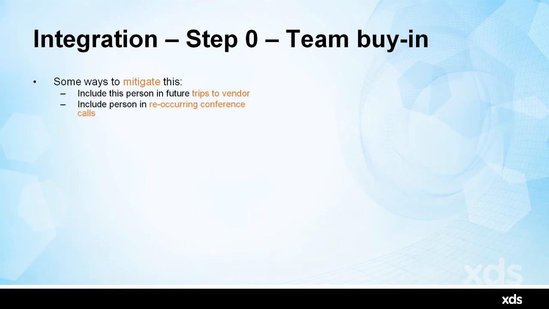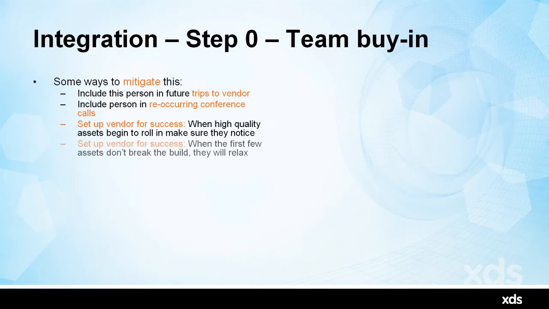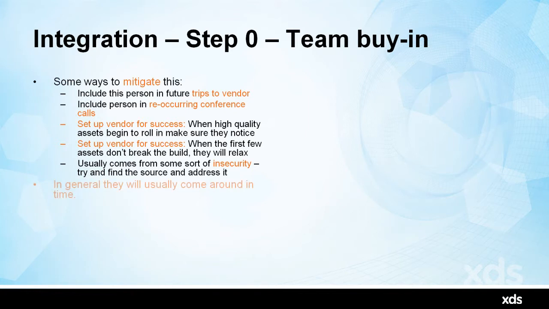You can also, of course, do obvious things like put them in conference calls with the vendor. Make sure that they realize when the high quality assets come in, they notice it. Make sure that when the first few assets that come in don't break the build, you kind of point that out. And usually, honestly, this kind of comes from a place of insecurity. So, try and find the source and address it and just talk to that person. It's funny to be talking about this, but I feel like it needs to be said.